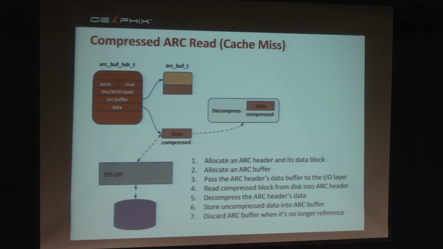There's a new decompression phase that's been added to the ARC code. We call that to actually decompress it and then store the uncompressed block in the ARC buffer and pass that to the consumer. Once the consumer has read the data and has released all the holds from it, we simply discard it, leaving just the compressed block in the cache.